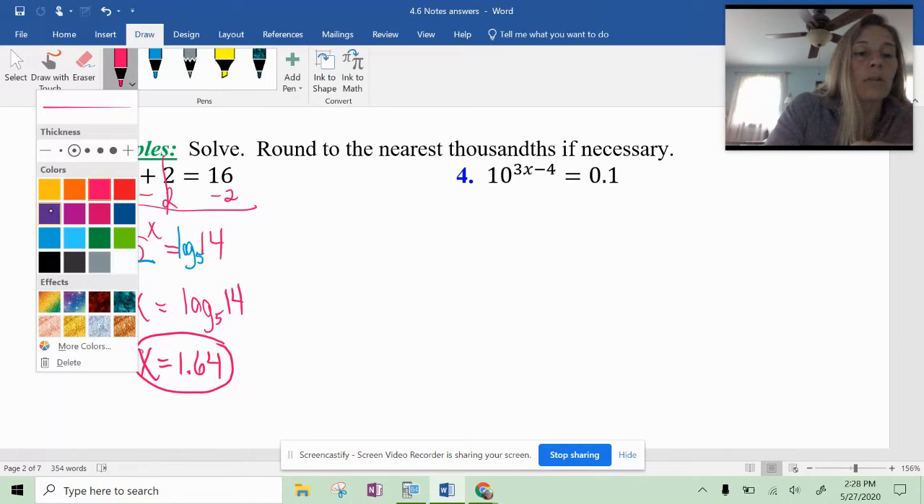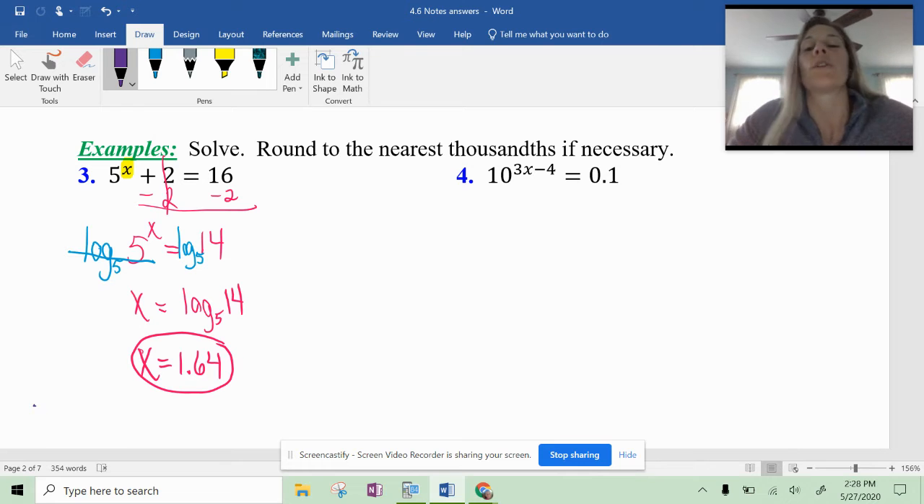All right, so let's take a look at the next problem, number 4. So again, this one, we have a 10 raised to a power, and over here we have 0.1. Now, we know tens, just moving decimals is basically raising them to exponents. So how can I rewrite this problem so that they have the same base? Well, what is 0.1 really?